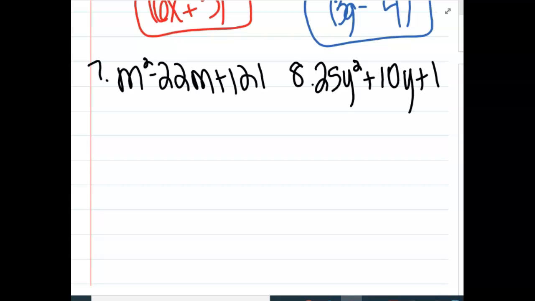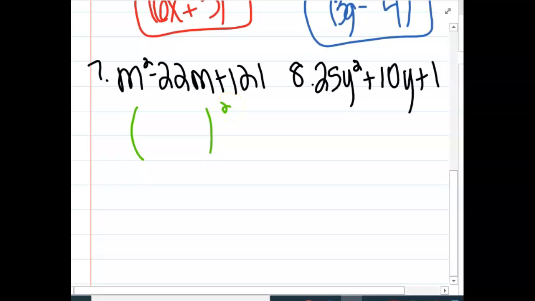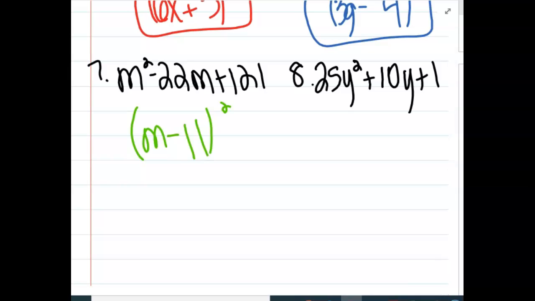So for number 7, there is no greatest common factor. I have 3 terms. There is a square in front, square back. The middle term does work out. What goes in my parentheses? M minus 11. Good. So remember, the whole thing is your answer. The parentheses, the square, everything is your answer.